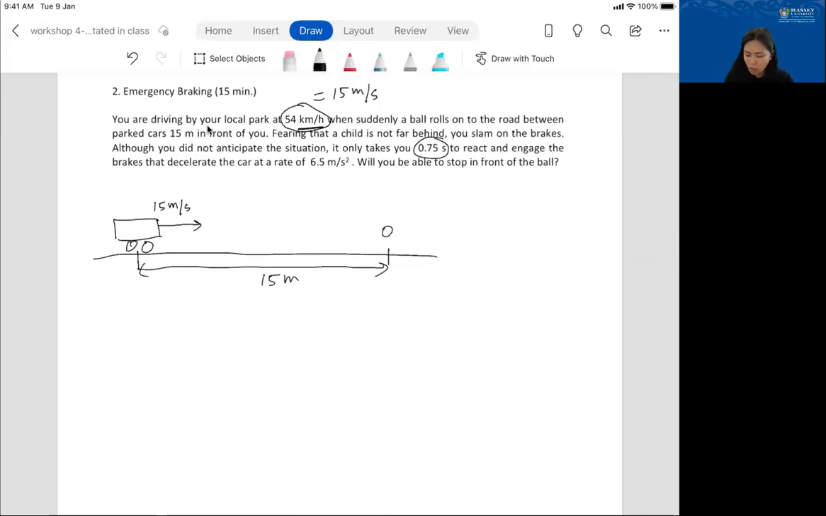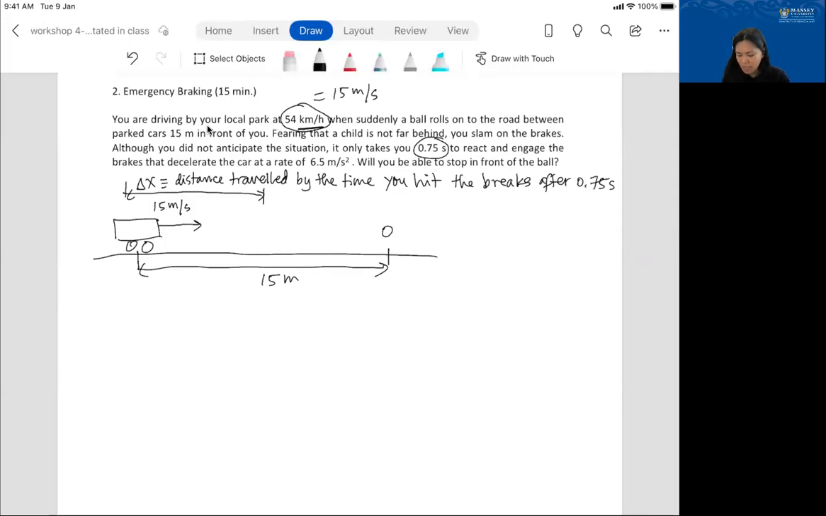So that means that you would have traveled a certain distance, delta x, before you slammed on the brake. So delta x, let's say this is the distance, and you're just moving on a straight line, so that distance is equal to displacement. Distance traveled by the time you hit the brakes after 0.75 seconds.